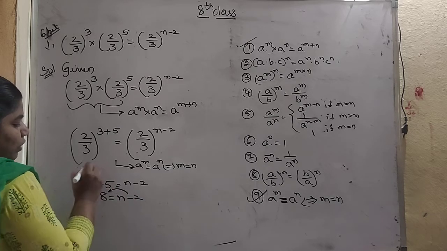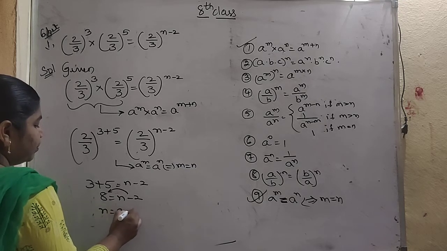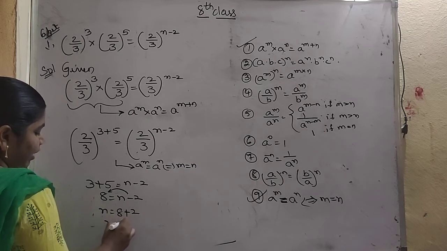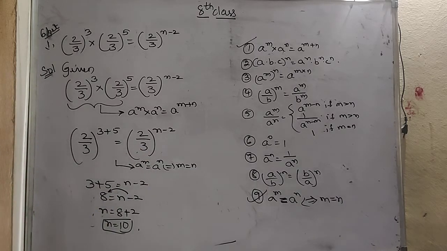Transposing minus 2 to the other side, it will become plus. So the n value will be 8 plus 2. So what is the n value here? We got the n value as 10.